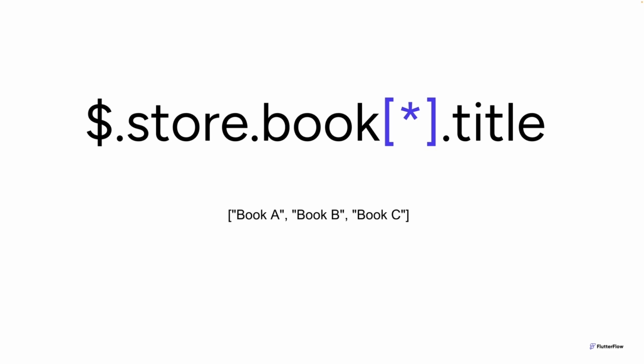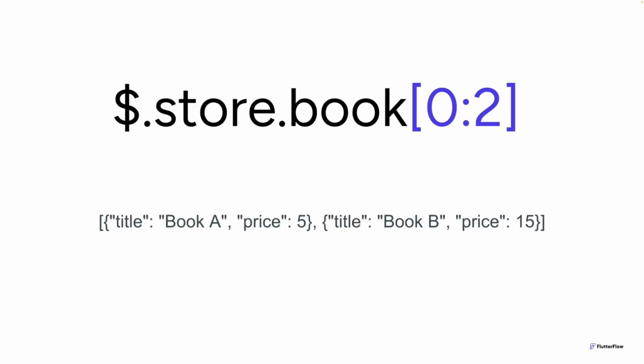The wildcard star matches all elements at the current level. Let me give you an example. So if you say store.book and wildcard star, in this case, .title, it will select all the titles in the book array. JSON Path allows you to select specific slices of an array using colon. This is useful when you only want a portion of the array. For example, when you say 0:2, it selects the first 2 books in the book array.